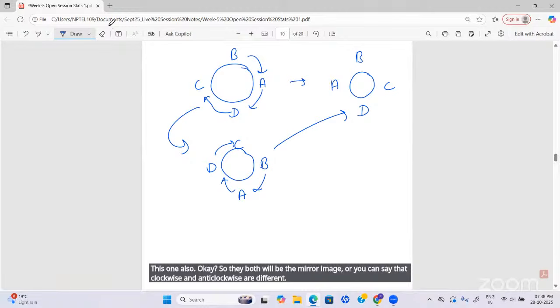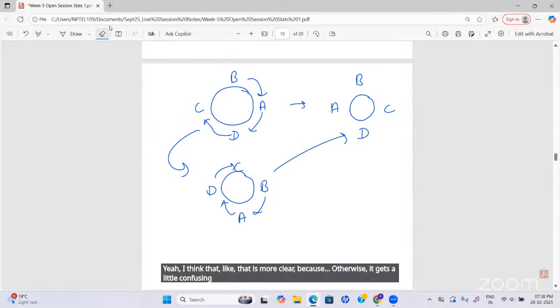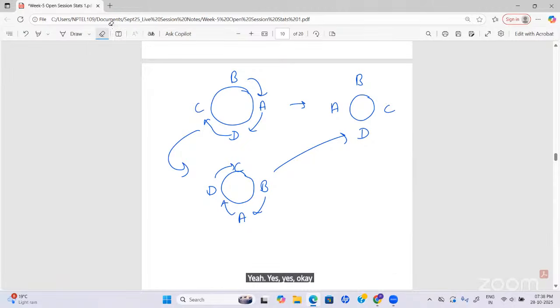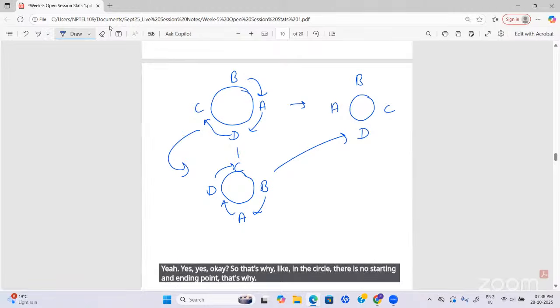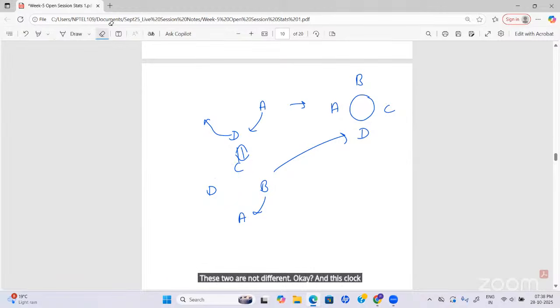Yeah, I think that is more clear, because otherwise it gets a little confusing, because it depends on which point we are starting. Yes. So that's why in the circle there is no starting and ending point. That's why we take these kinds of arrangements as same. These two are not different. And clockwise and anti-clockwise, are they same or not?